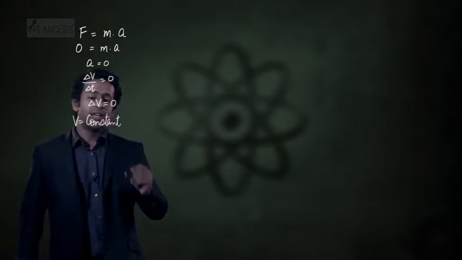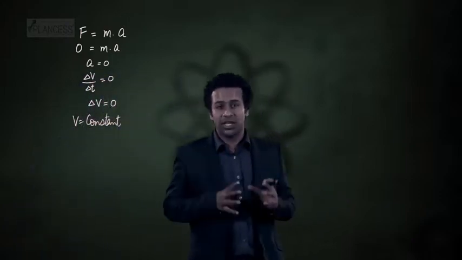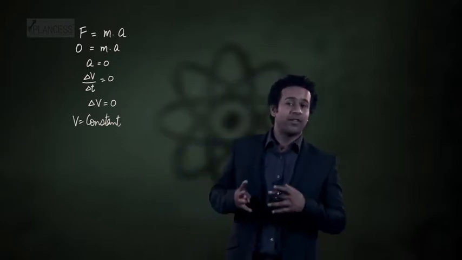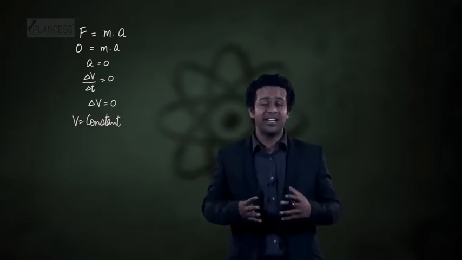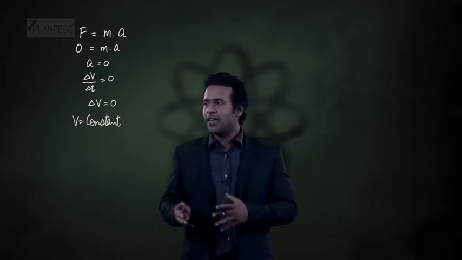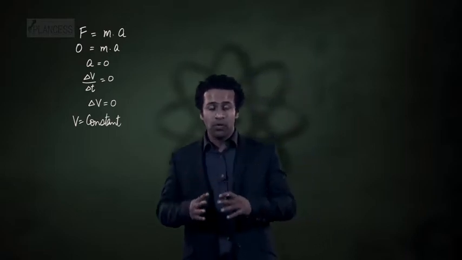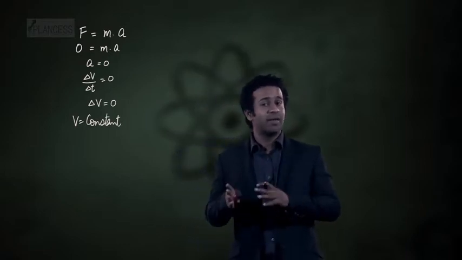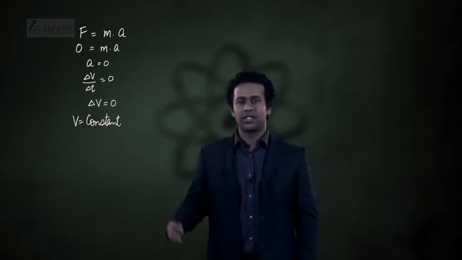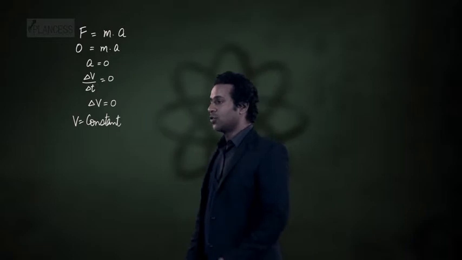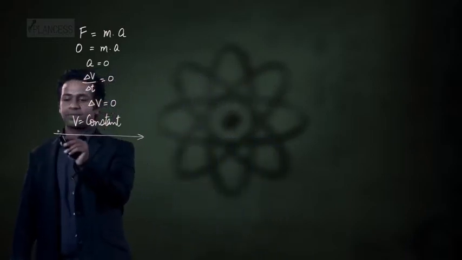So if the force is 0, the particle will move with a constant velocity. Which means if the velocity is 0, it will remain 0, that is, it will maintain its state of rest, and if the velocity has some non-zero value, then it will move with the same velocity, the same speed and same direction. And this is exactly what the first law tells us, right? So we can derive the first law from the second law.